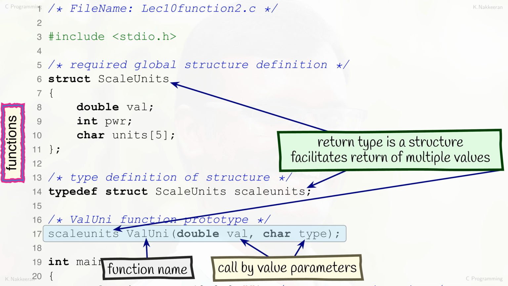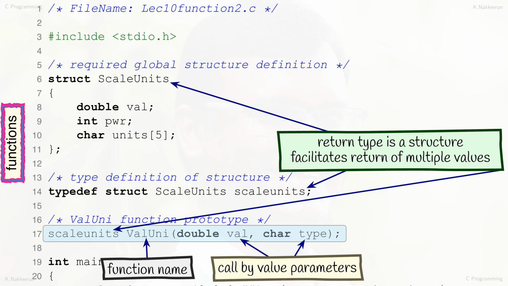Functions in C programming language can return only one quantity of the specified type. In the valUni function a structure type is returned that indirectly returns three quantities, namely the converted value, number of decimal point positions moved to the left or right, and the appropriate higher or lower units.